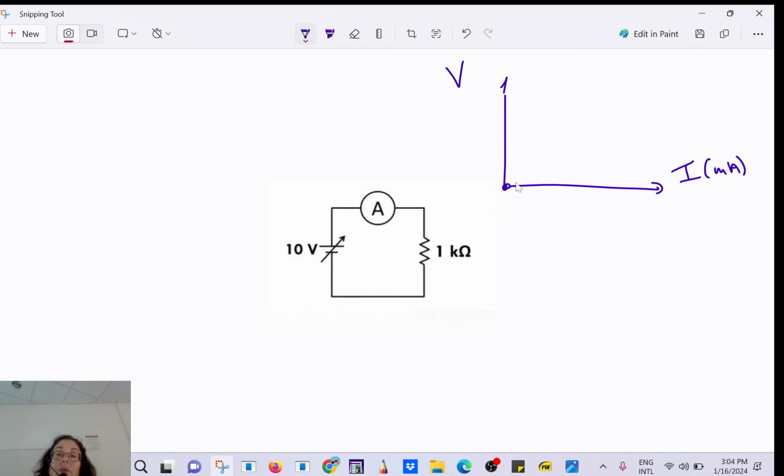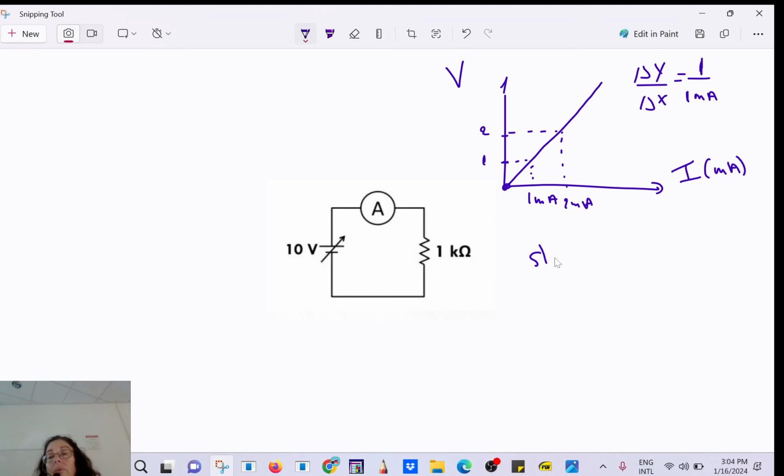For 0, you're going to have 0 current. For 1 volt, in that case, you're going to have 1 milliamp. For 2 volts here, you're going to have how many milliamps? 2 in that case, okay? And you're going to have a linear relationship. And if you find the slope, delta y over delta x, you see that on the y-axis you have a step of 1, a step of 1 milliamp.